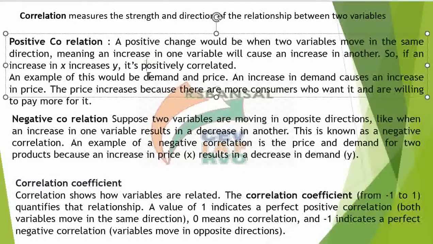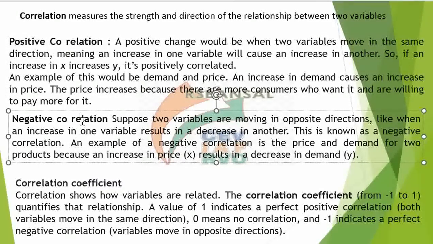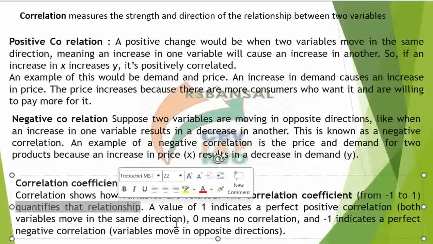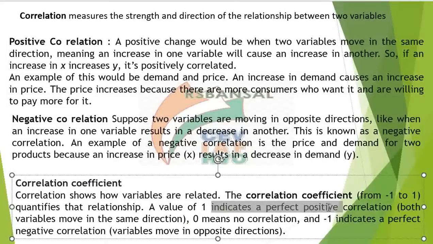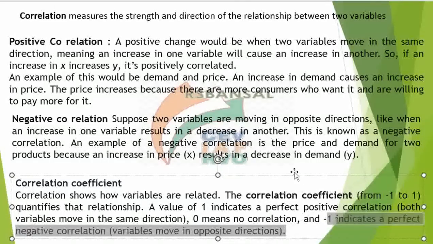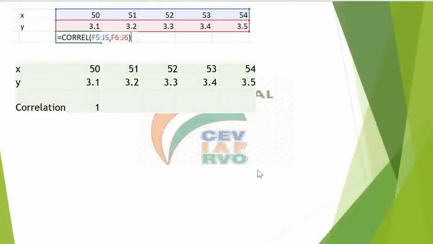Correlation can be positive or negative, which gives you the direction and strength. The coefficient quantifies their relationship. A value of 1 indicates perfect positive correlation, where both variables move in the same direction. 0 means no correlation, and -1 indicates a perfect negative correlation. So how is this correlation calculated?